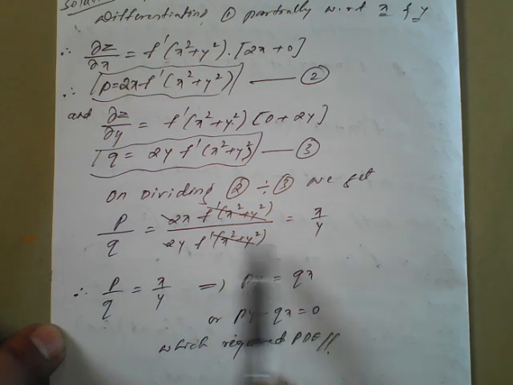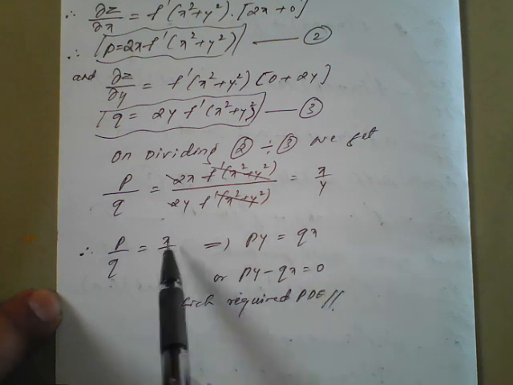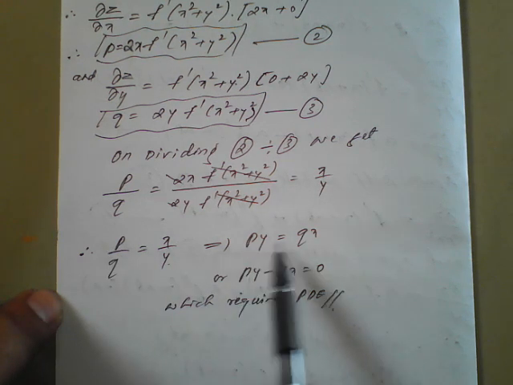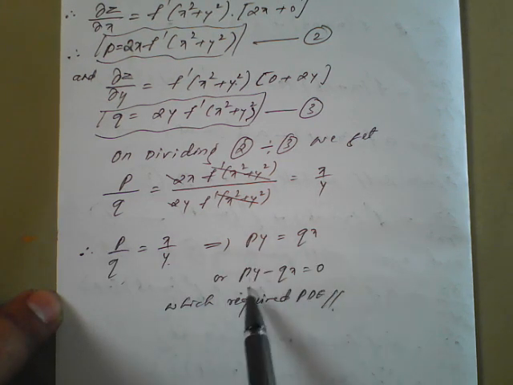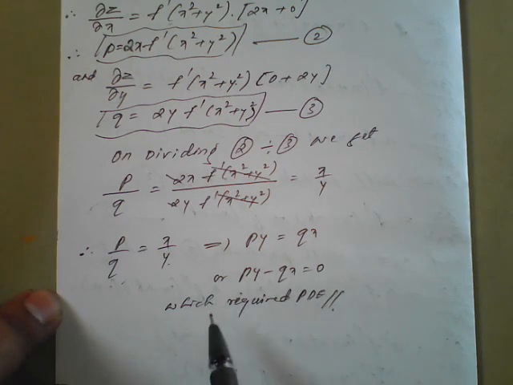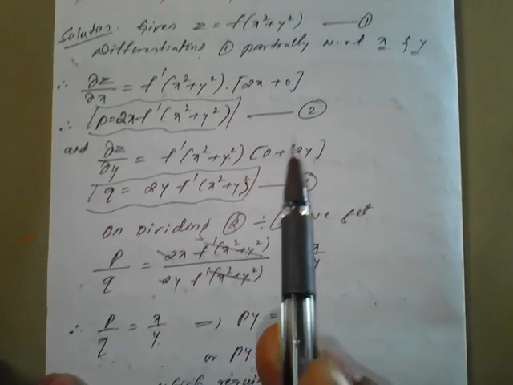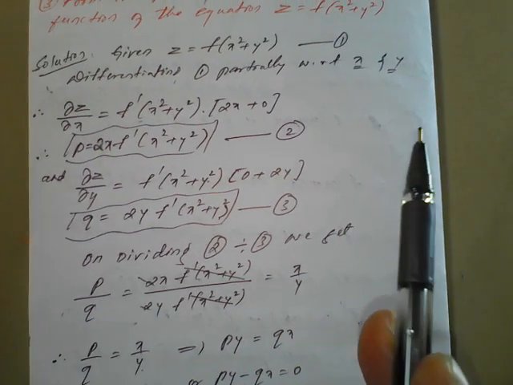So we are left with x by y, which is nothing but p upon q is equal to x upon y. Cross multiply: py is equal to qx, or py minus qx is equal to 0, which is nothing but the required partial differential equation of the given equation z is equal to f of x square plus y square.